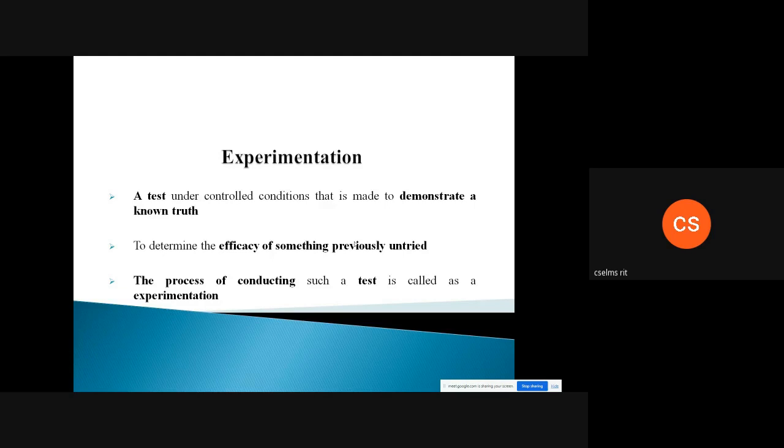Experimentation is a test which is conducted in order to demonstrate a known truth. The test is conducted to determine the efficiency of something which was previously untried. The process of conducting such a test is called experimentation.